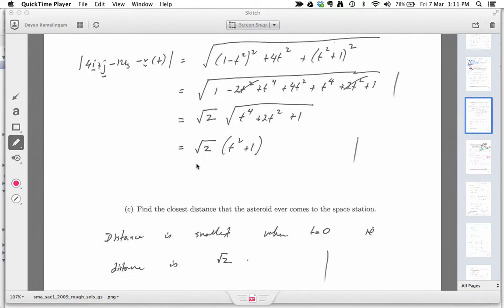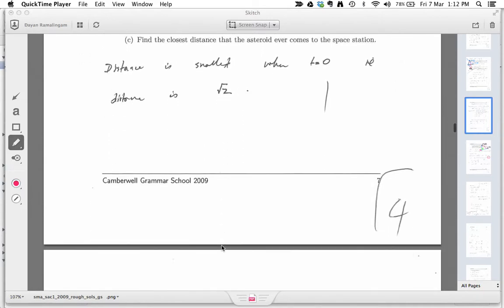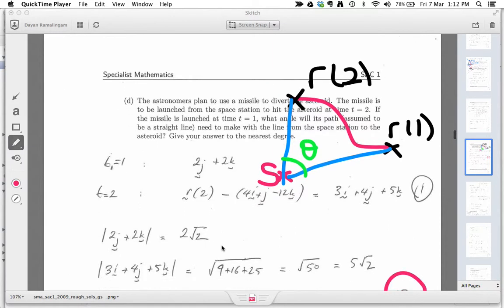Now obviously the closest it is when t is equal to 0. Even if t is equal to -1, for example, that's because of the square root, that's going to give you a larger answer. So the smallest one is when t is equal to 0. So I get that as the answer for the shortest distance. Finally, part D. Now this one takes a bit of thinking.